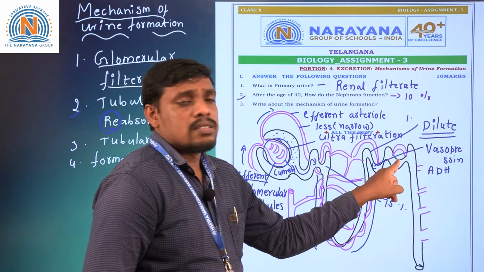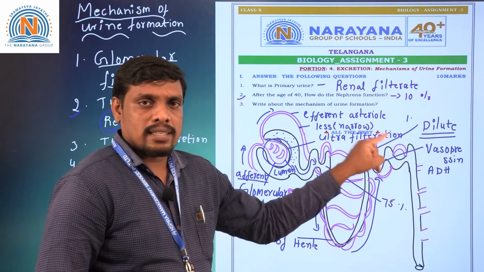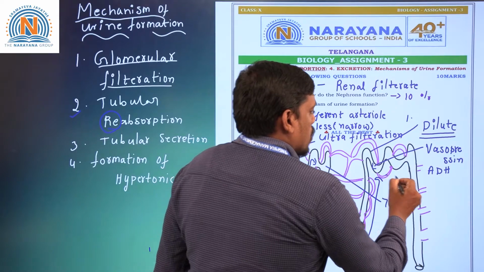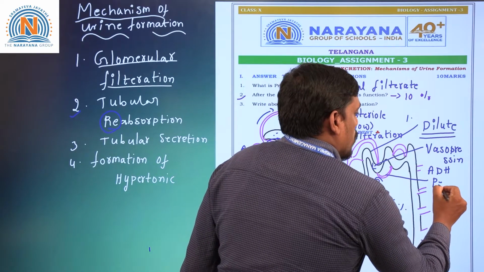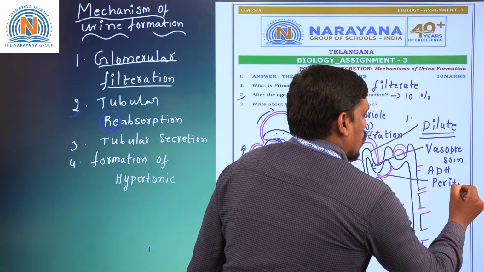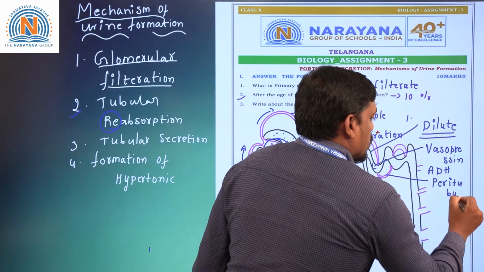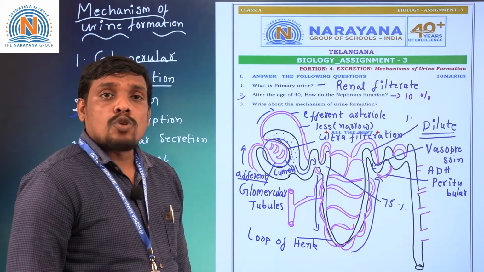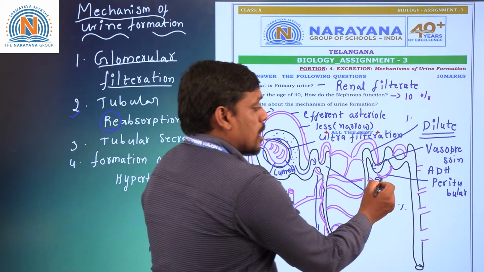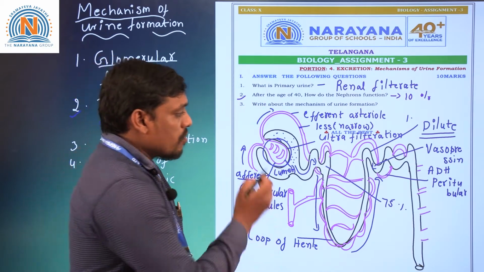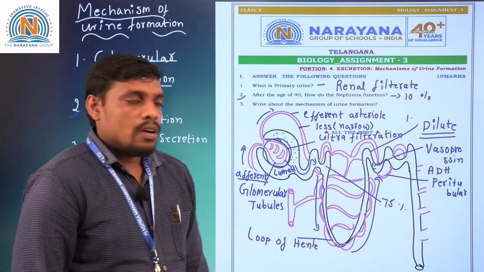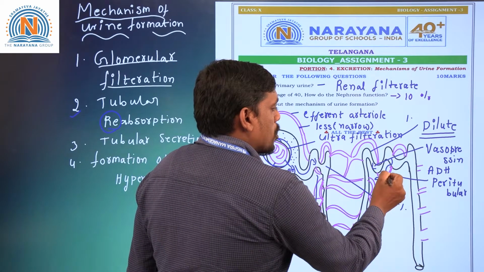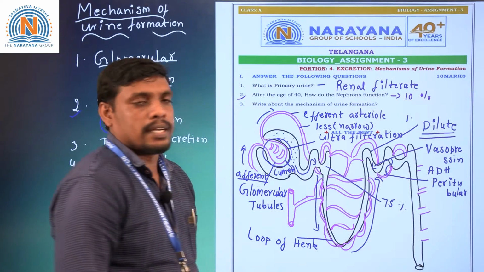When vasopressin is released, useful nutrients will be absorbed. At this stage, from the peritubular capillaries, these red color structures are called peritubular capillaries. What are these called? You know that peritubular capillaries contain blood. While the blood flows in the peritubular capillaries, useful nutrients from this distal convoluted tubule will be absorbed into the blood which flows inside the peritubular capillaries.